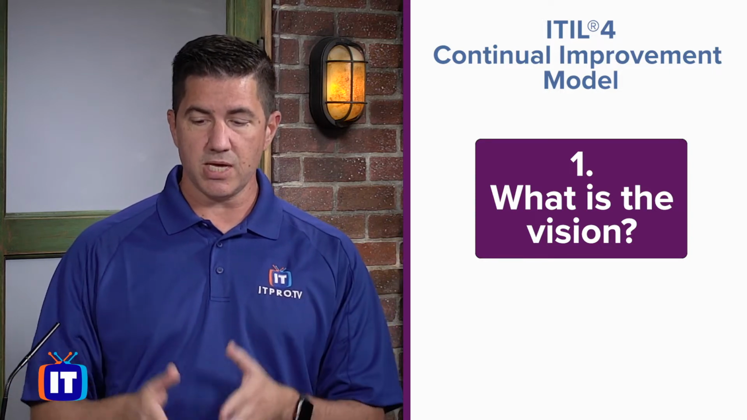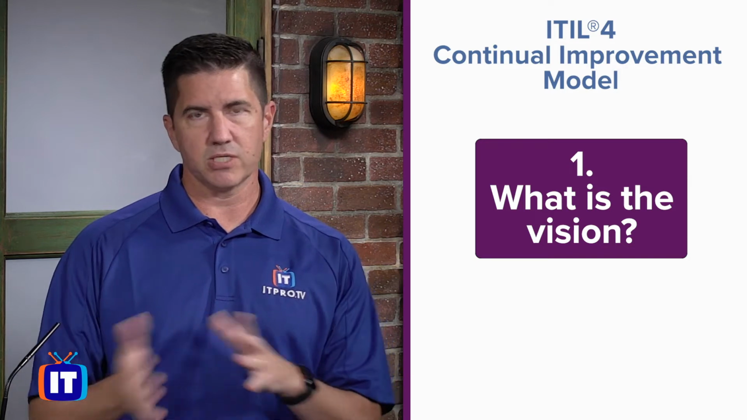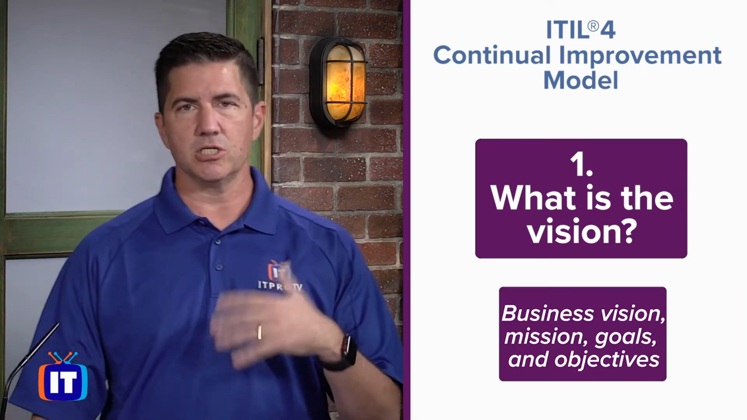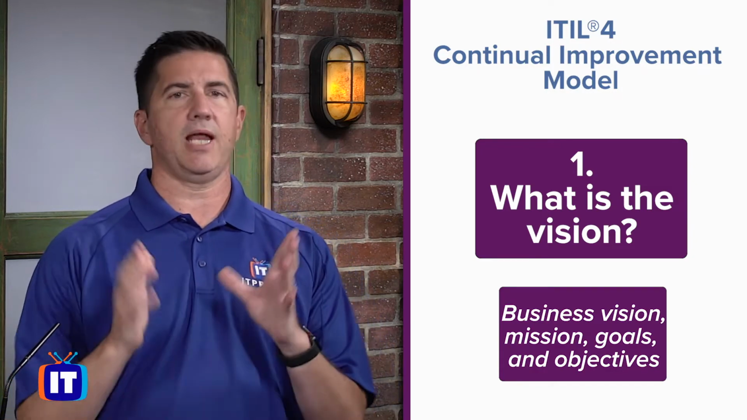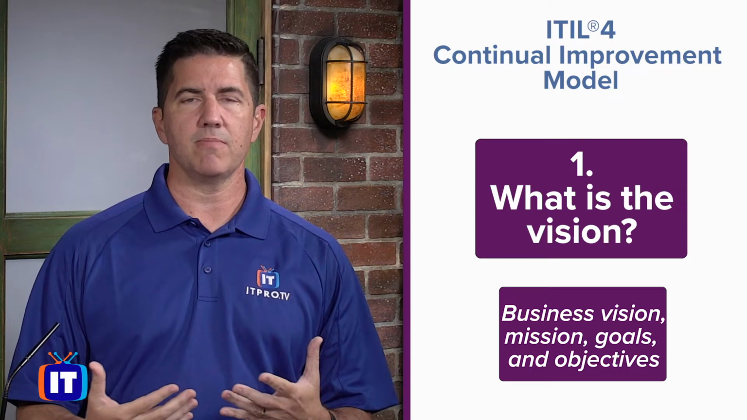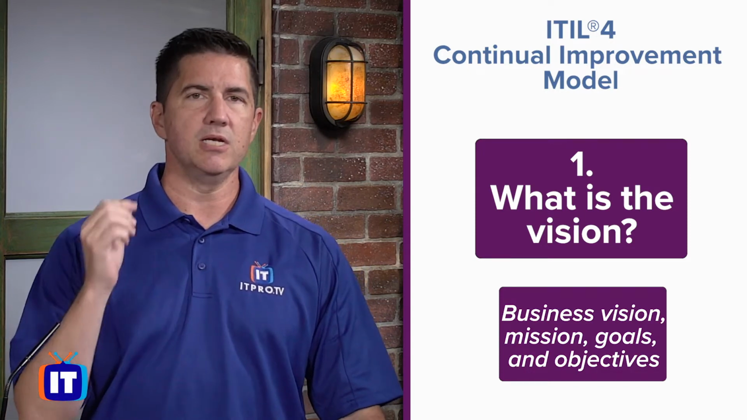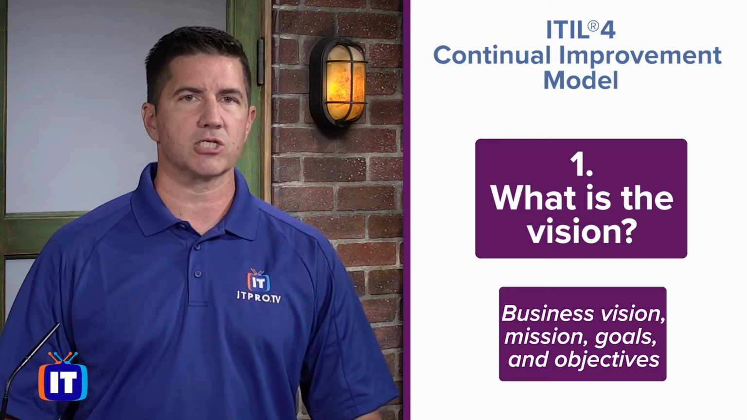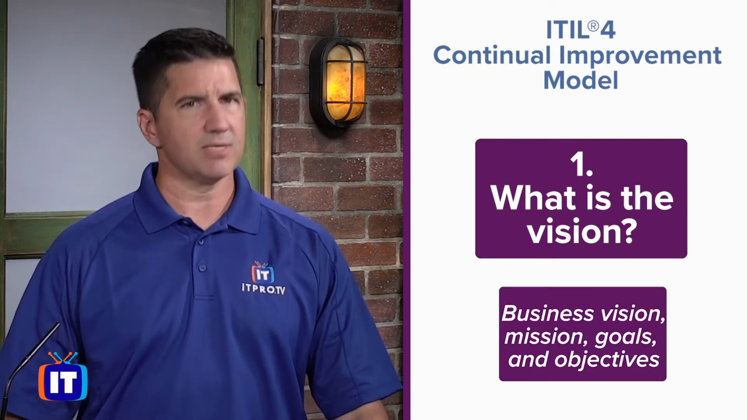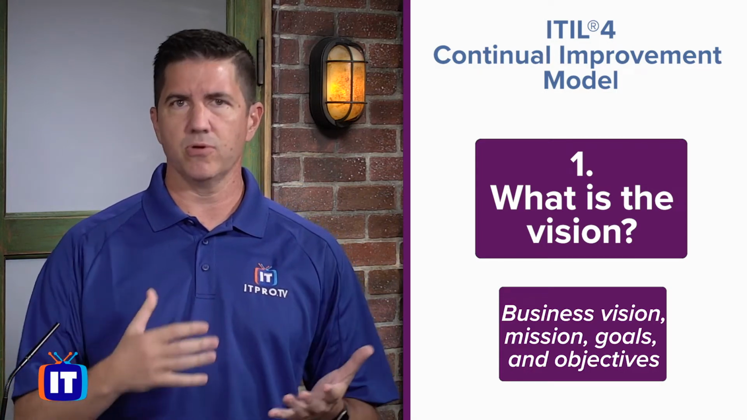The first thing that we see here is, of course, what is the vision? Okay, what is the vision? The vision is going to be the business vision, the mission, the goals, and objectives. So let's say at Acme Widget, part of your vision statement or mission statement says something about, we want our company to be number one in customer satisfaction of all the widget companies in the world, like globally. That's a pretty big vision. So how do I tie something like that to an improvement initiative?